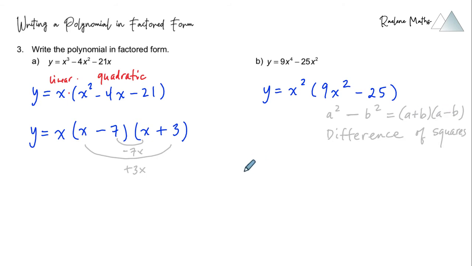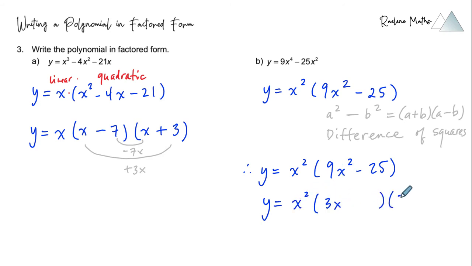And so from here, we can further factor the 9x squared minus 25 by noticing that 9x squared factors into 3x times 3x. We have the same two terms but opposite signs in between, so we have a positive and a negative, and 25 factors into 5 times 5. So we have a quadratic. Technically, we could factor that as x times x, but we can leave it as x squared times 3x plus 5 times 3x minus 5.